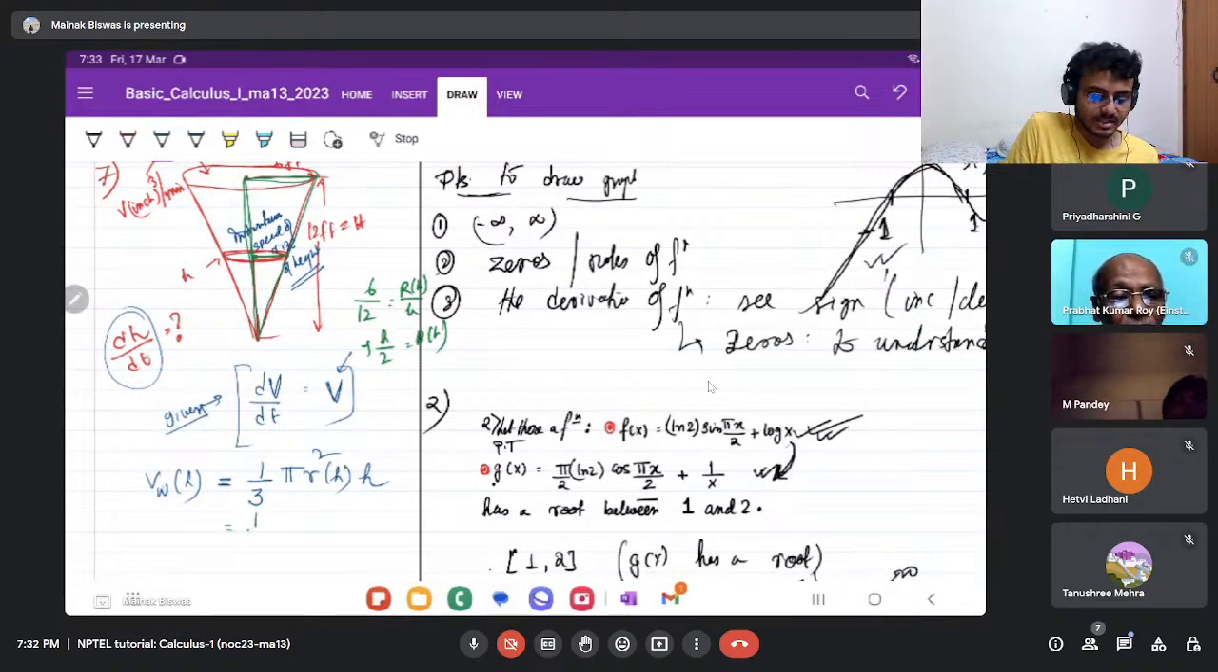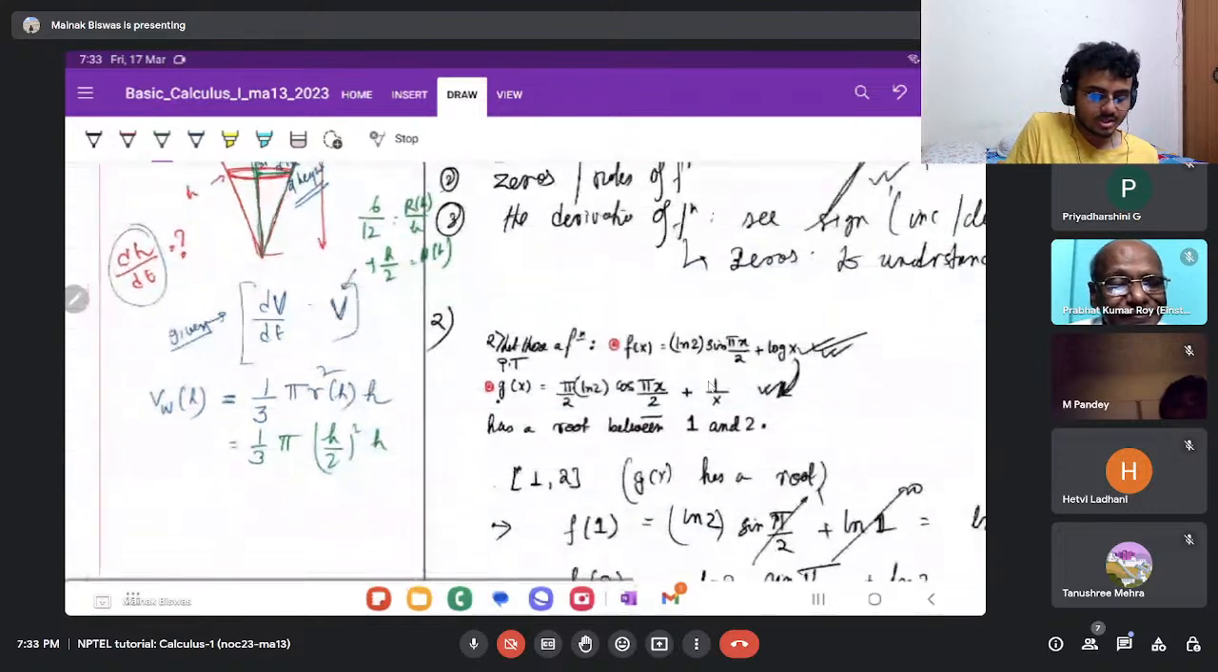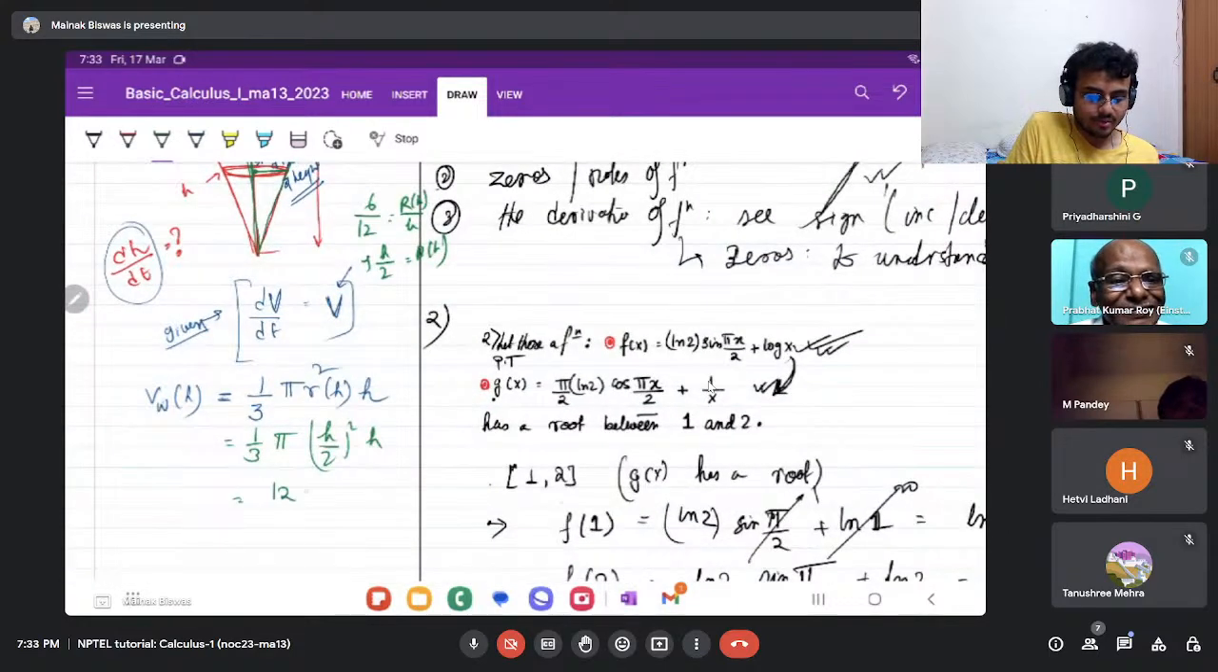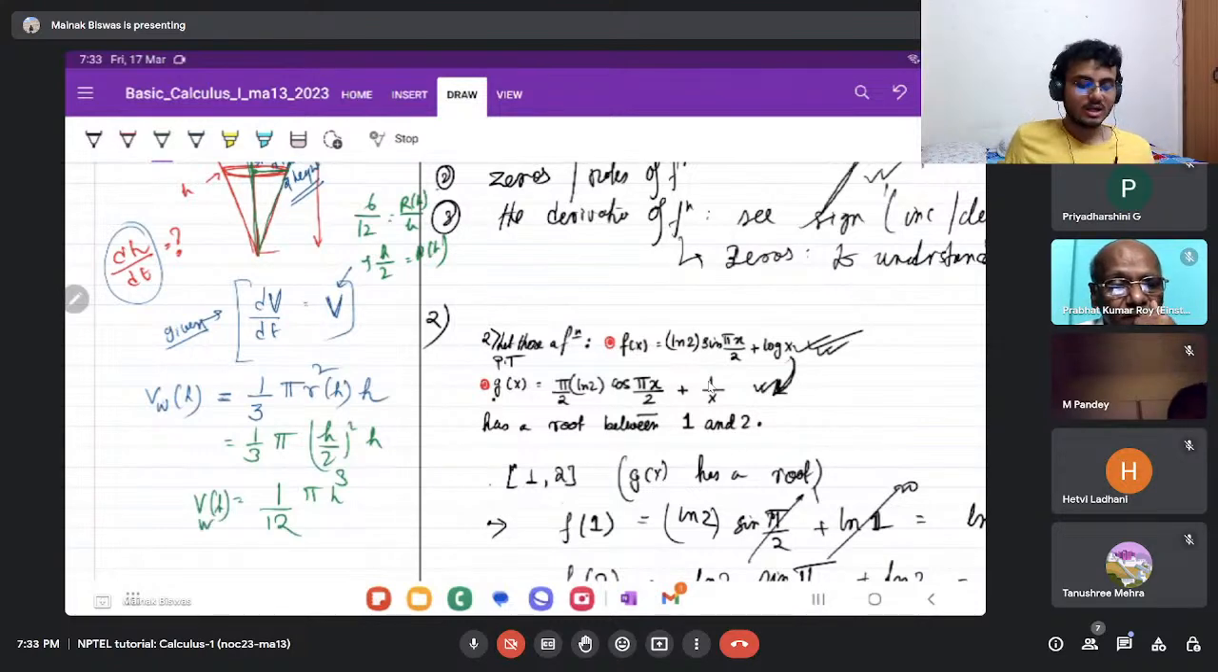So this I will be just replacing. Pi r square can be replaced as pi h by 2 square into h, or this is pi h cube by 12. Right? This is your volume as a function of h. Now I know volume as a function of h, but I need height as a function of h. Does anyone have an idea what I should do?